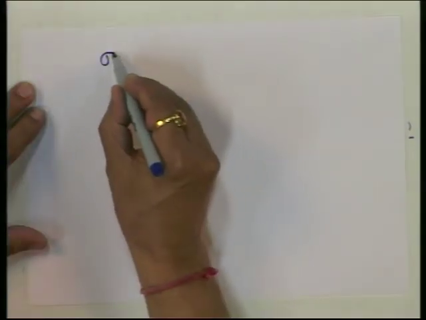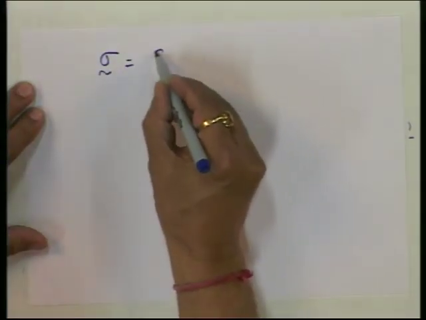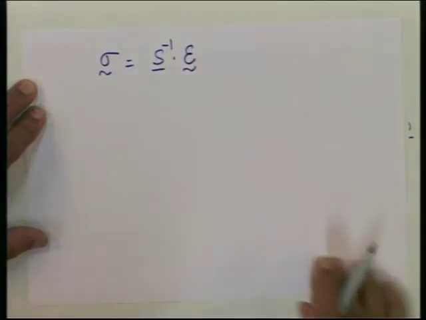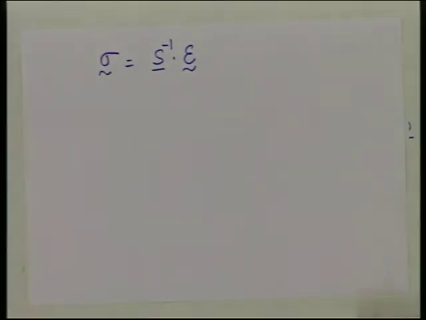most convenient. The convenient form is this, that is sigma equal to S inverse strain. You find out the inverse of the S matrix. And so, from compliance or flexibility, this S inverse becomes stiffness. The inverse of flexibility is stiffness. So, this becomes stiffness and we denote it by what?